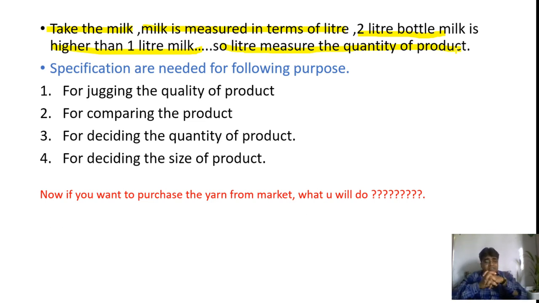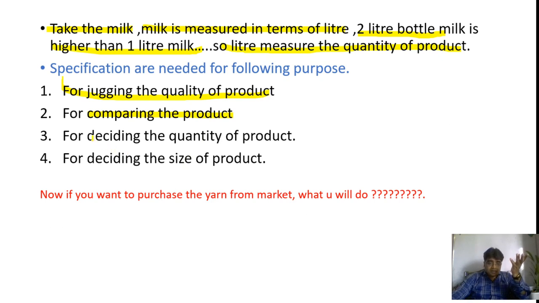Now why are specifications needed? After all this discussion, if you see why the specification of a particular product is needed, it is needed, the very first one, for judging the quality of the product. If you know the specification, you can judge the quality of that particular product. Then the specifications are needed for comparing products. If you have two products in front of you, you can compare both products with their specifications, and then you can select the most relevant product among those two.